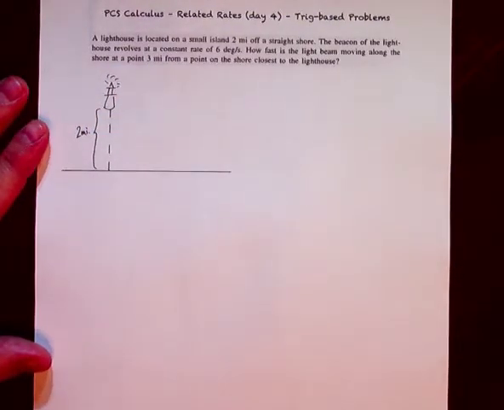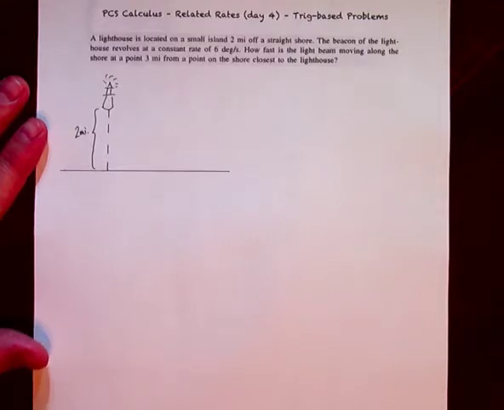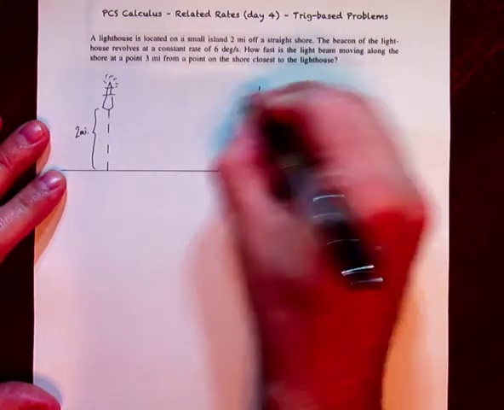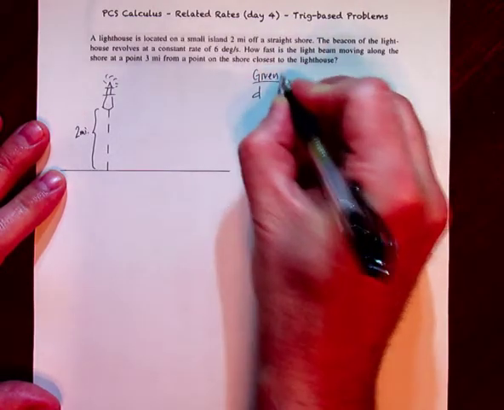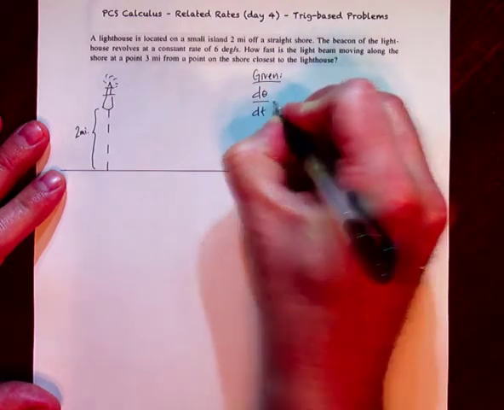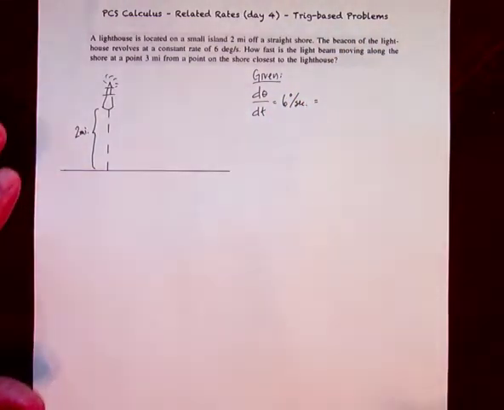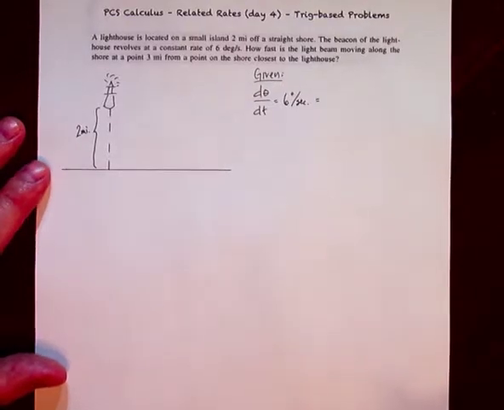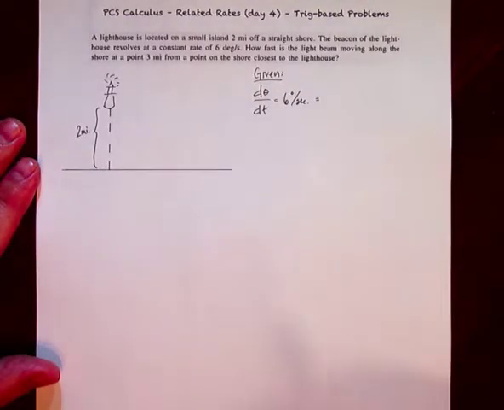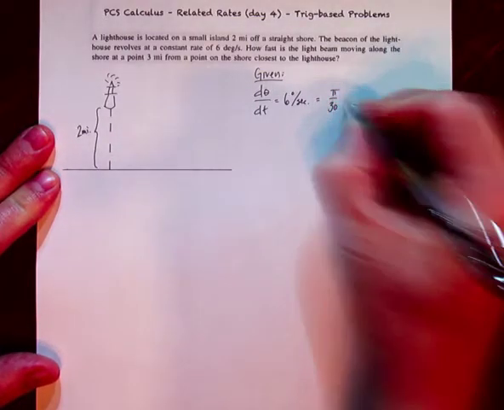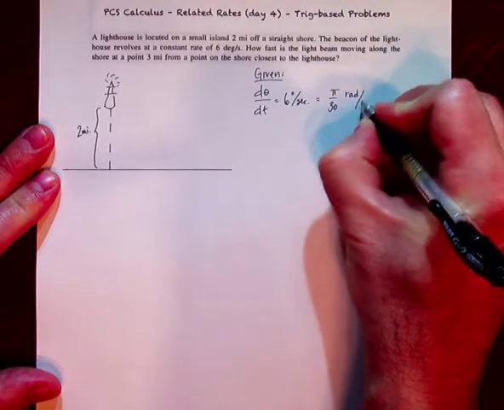The beacon of the lighthouse revolves at a constant rate of 6 degrees per second. Okay, so basically our given is d theta/dt, and it is 6 degrees per second. But of course, we don't want it in degrees, we want it in radians. So we are going to basically multiply that by pi over 180. Now, 6 over 180 is going to reduce to 1 over 30, so pi over 30 radians per second.